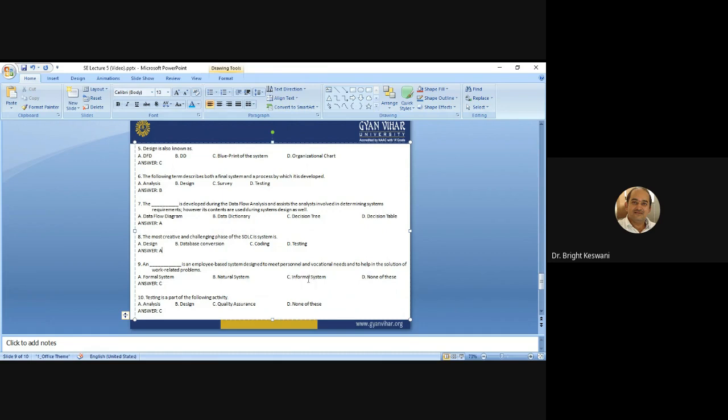So informal system provides the employee-based system designed to meet personal and vocational needs and to help in work-related problems. Testing is a part of the following activity. Testing is part of which activity? Not analysis. It is not related to design. It is related to quality assurance, because you can assure the quality through testing. So C is the right answer. Quality assurance is the right answer.